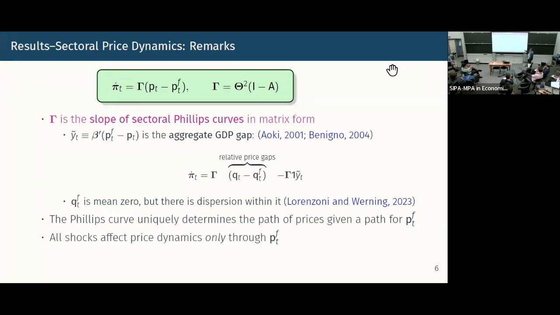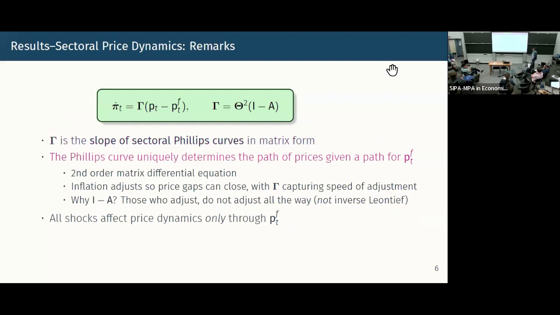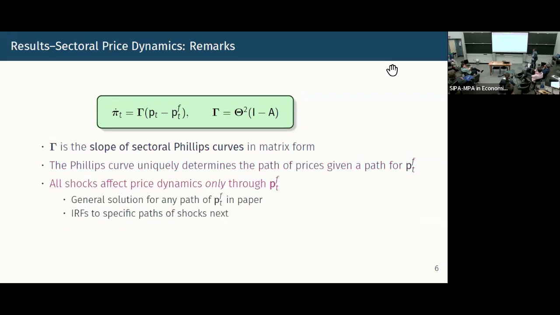So because we just discussed in the last proposition that this uniquely describes the path of prices, this Phillips curve is uniquely determining the path of prices given a path for shocks, and all shocks affect the price dynamics only through this force term PTF. Okay? So it doesn't matter if I'm thinking about TFP shocks, wage shocks, or money supply shocks, all of them are affecting the evolution of inflation across sectors through this object.